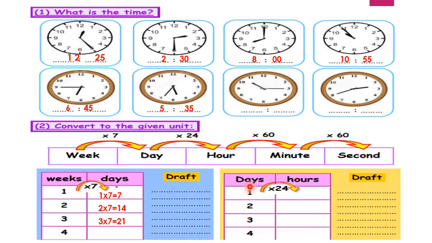Here, one day, how many hours? 24 hours. So 1 by 24 equals 24 hours. 2 days, how many hours? To convert from days to hours, I will multiply by 24. So 2 by 24 equals 48 using the distributive property. We took it in the previous year. 3 days means 3 by 24.